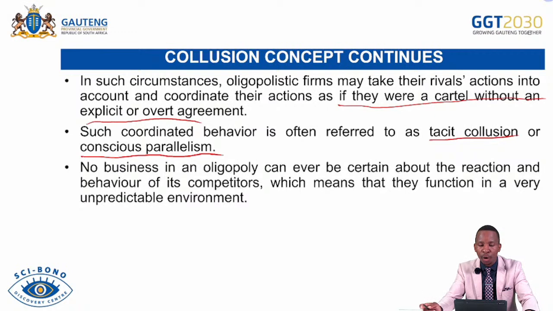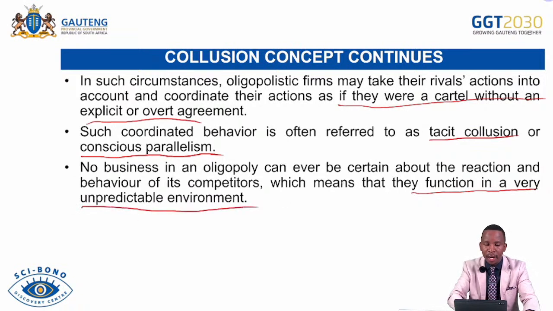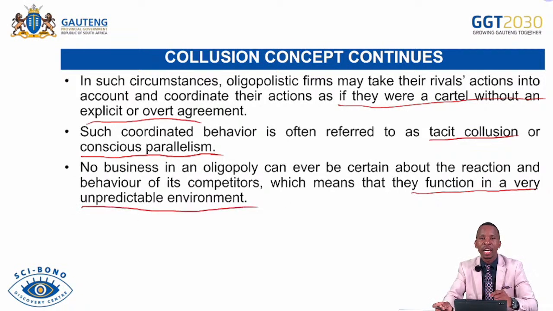No business in an oligopoly can ever be certain about the reaction and behavior of the competitor, which means that they function in a very unpredictable environment. So businesses do not trust each other. Like I've said before, there is a lack of trust. So no business can simply confirm or predict what other competitors will do if ever they make those decisions. So they always react in a manner that will suit their profit and market share.